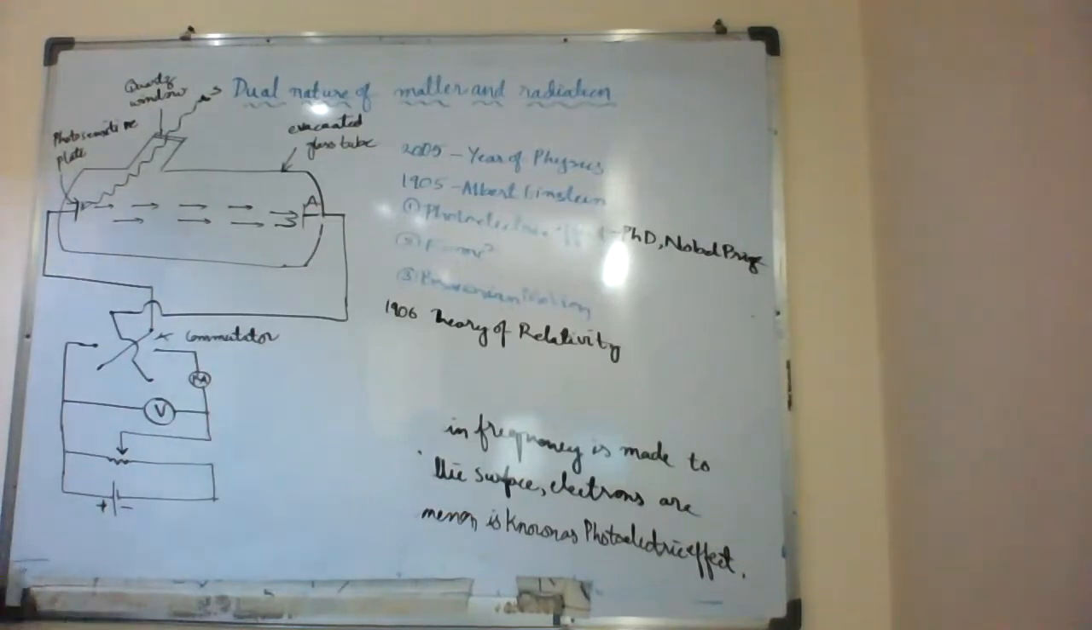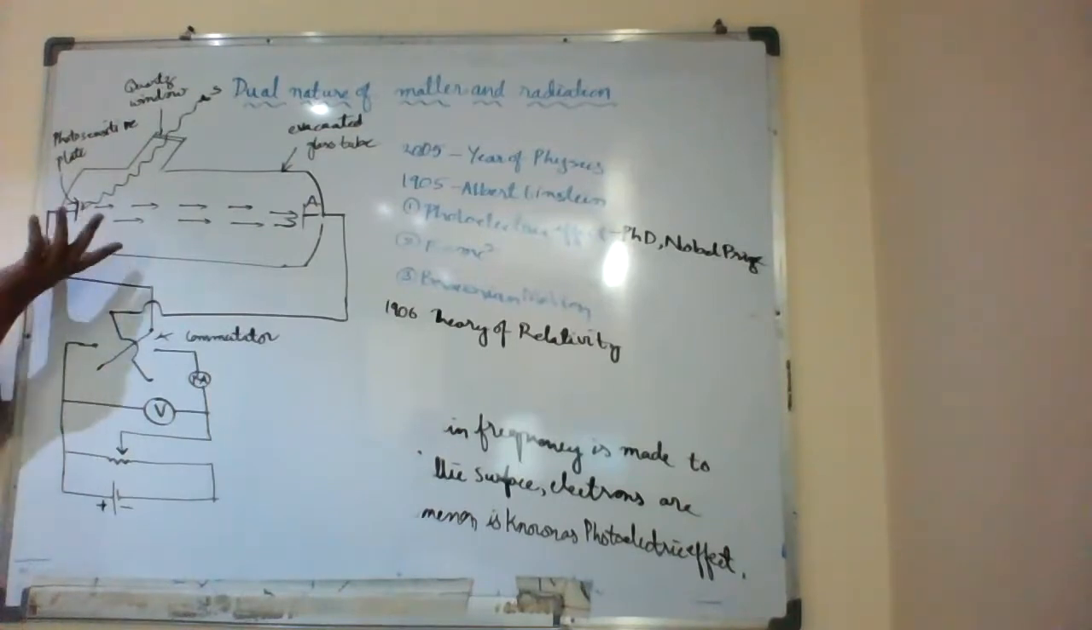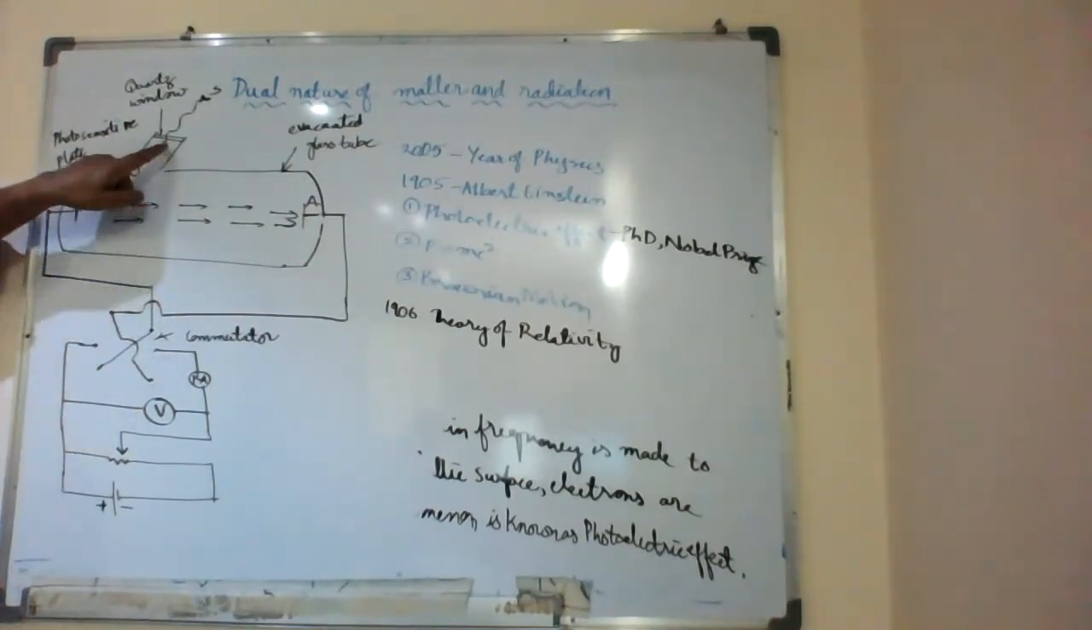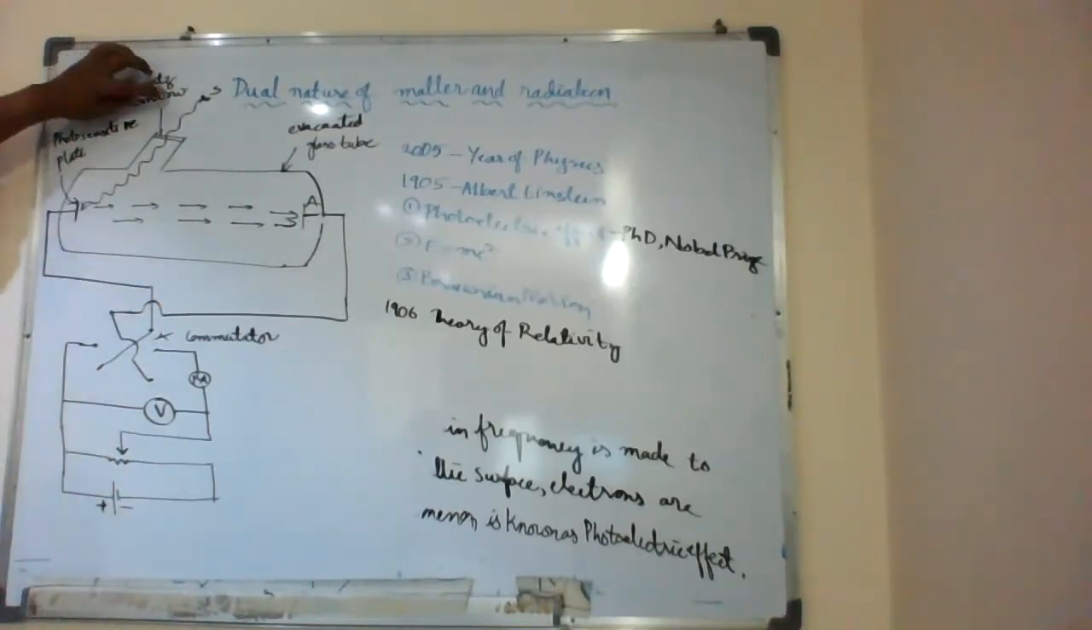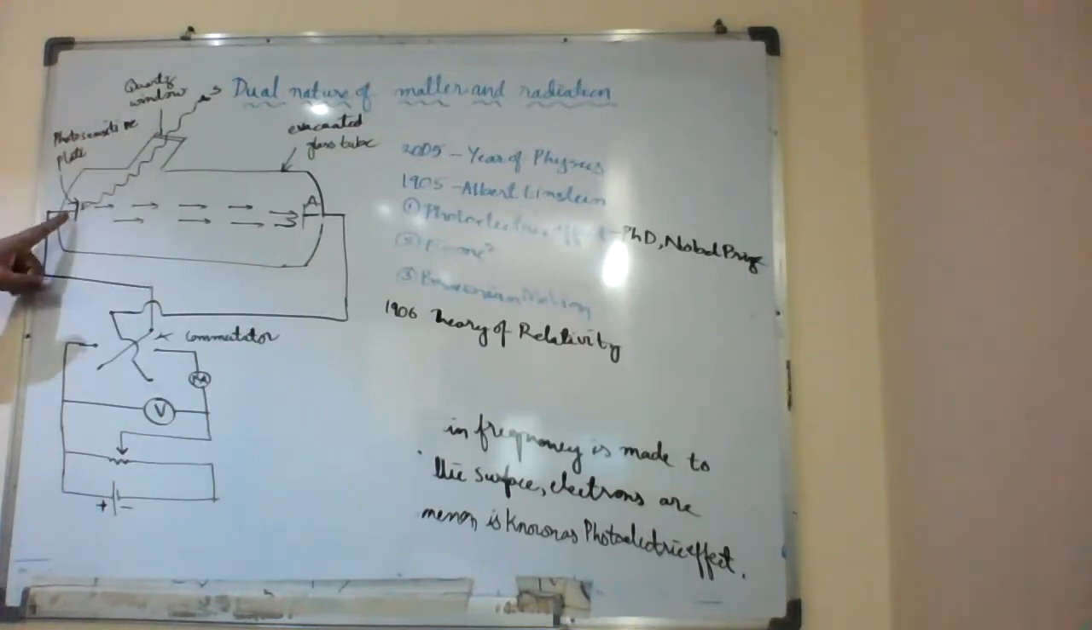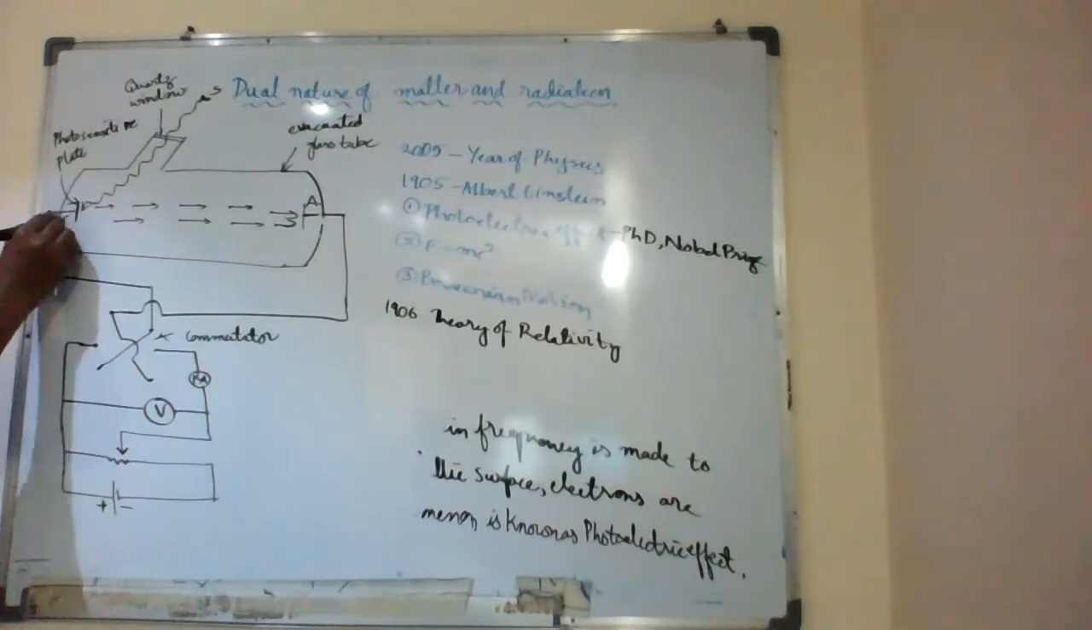Okay. Now, see, this is the experimental setup of the photoelectric effect, how to do this experiment. This is a vacuum evacuated chamber, and this is a quartz window. Quartz plate is there. Now, this is the source. Light is made to be incident on this negative plate. This is the cathode plate, the photosensitive plate, and this is the anode plate.